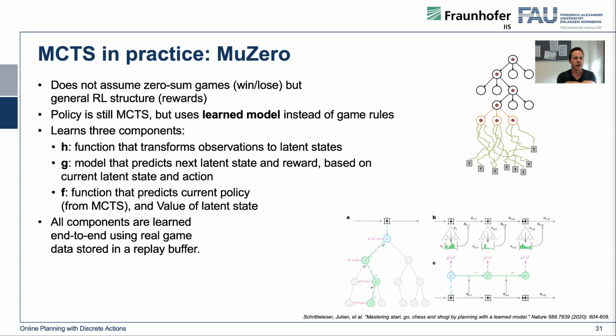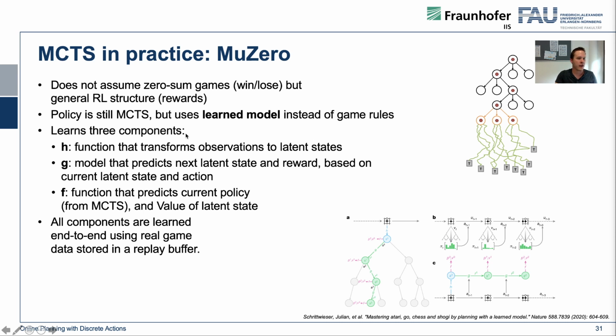MuZero uses a slightly different approach to overcome the limitations of the previous approaches, because instead of trying to model the entire environment, MuZero just models the aspects that are really relevant to the agent's decision-making process. Put differently, while the policy is still computed over Monte Carlo tree search, we use a learned model instead of game rules in this case.